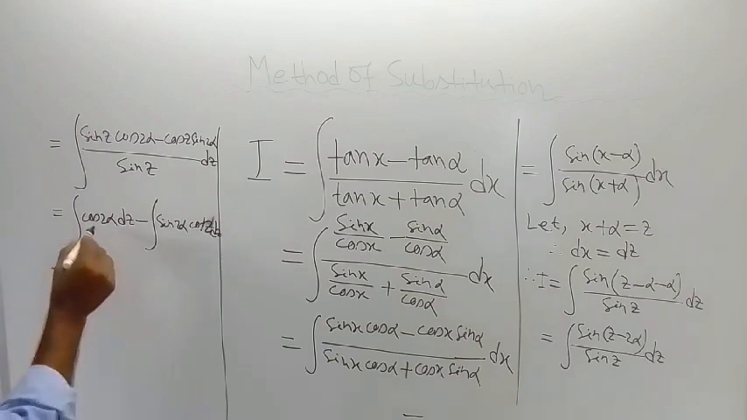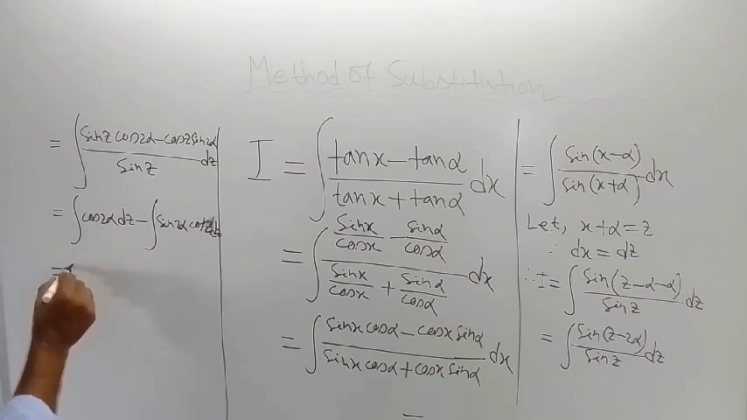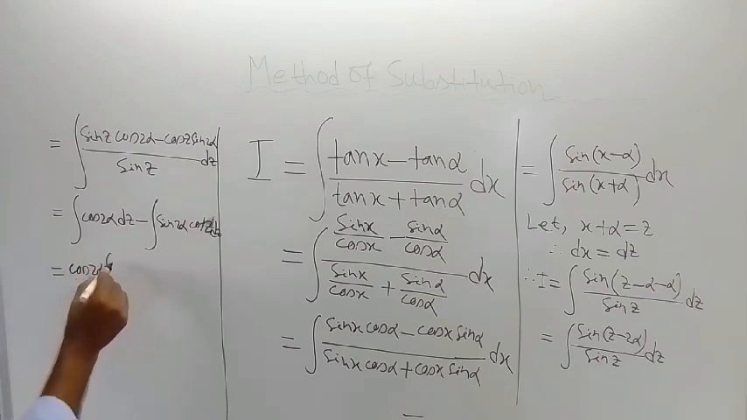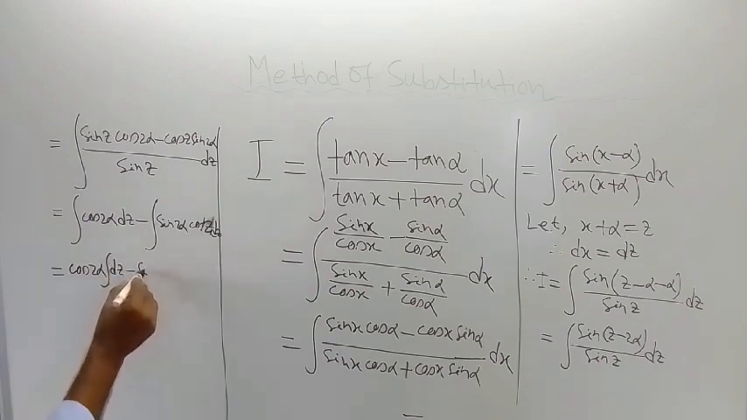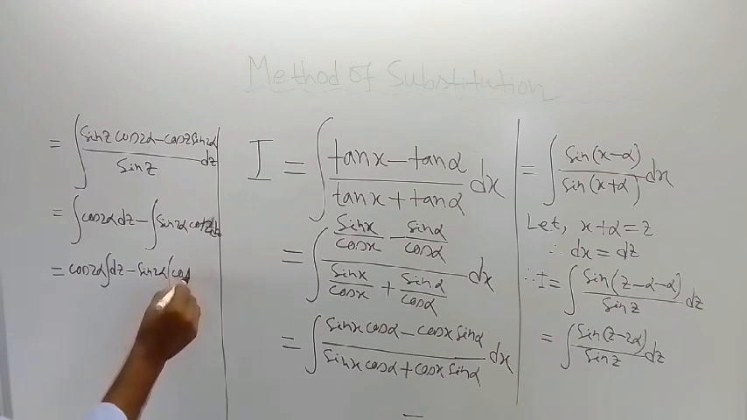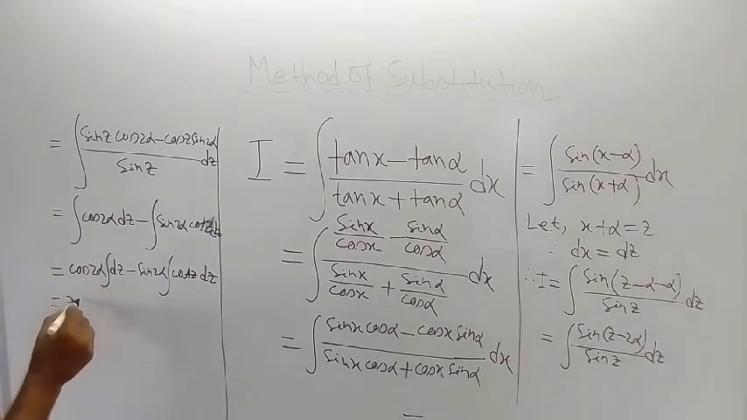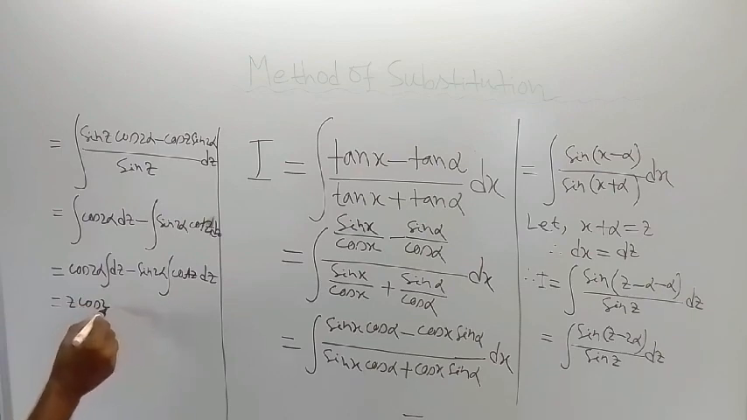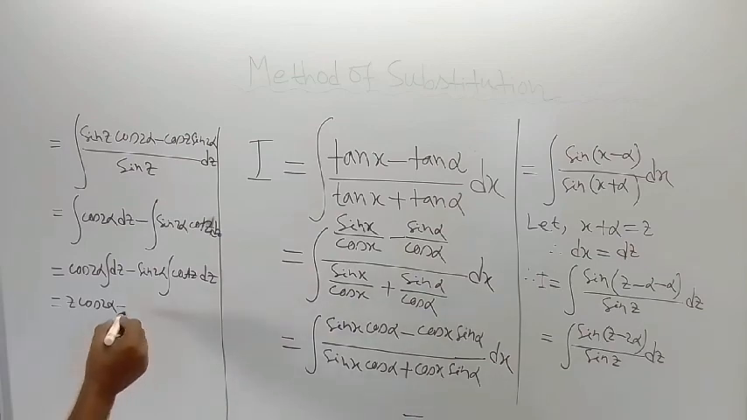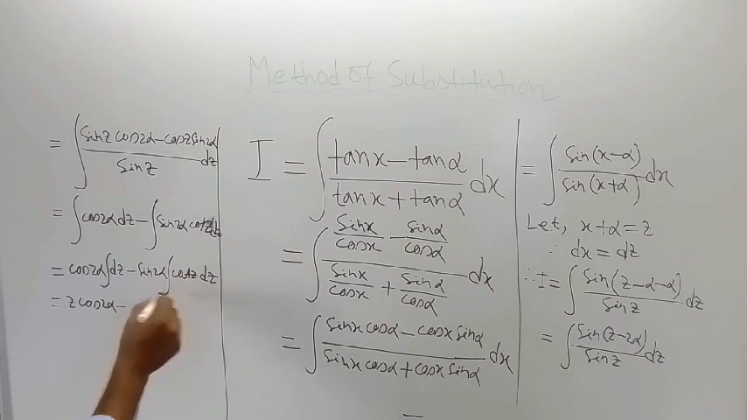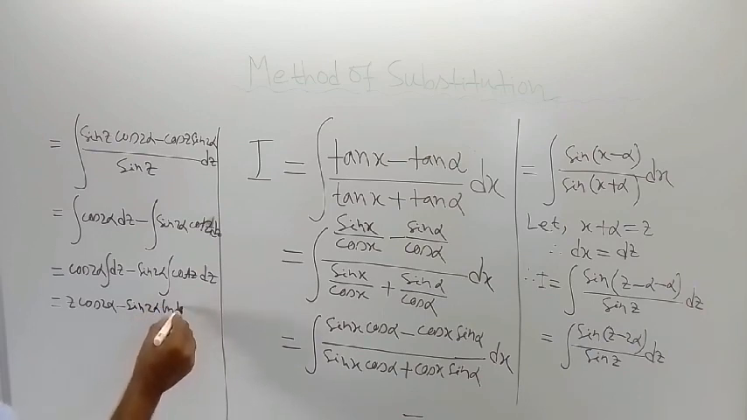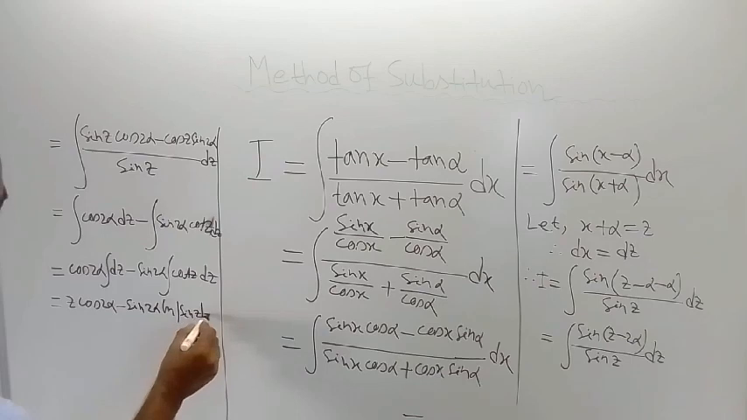What is the integration of this? Cos 2 alpha is a constant, so you will get cos 2 alpha into the integration of dz, minus sin 2 alpha into the integration of cot z dz. The integration of dz is only z, so here you are getting z cos 2 alpha. And there you are getting log of sin z, the integration of cot z. So minus sin 2 alpha log of sin z, and a constant of integration c.